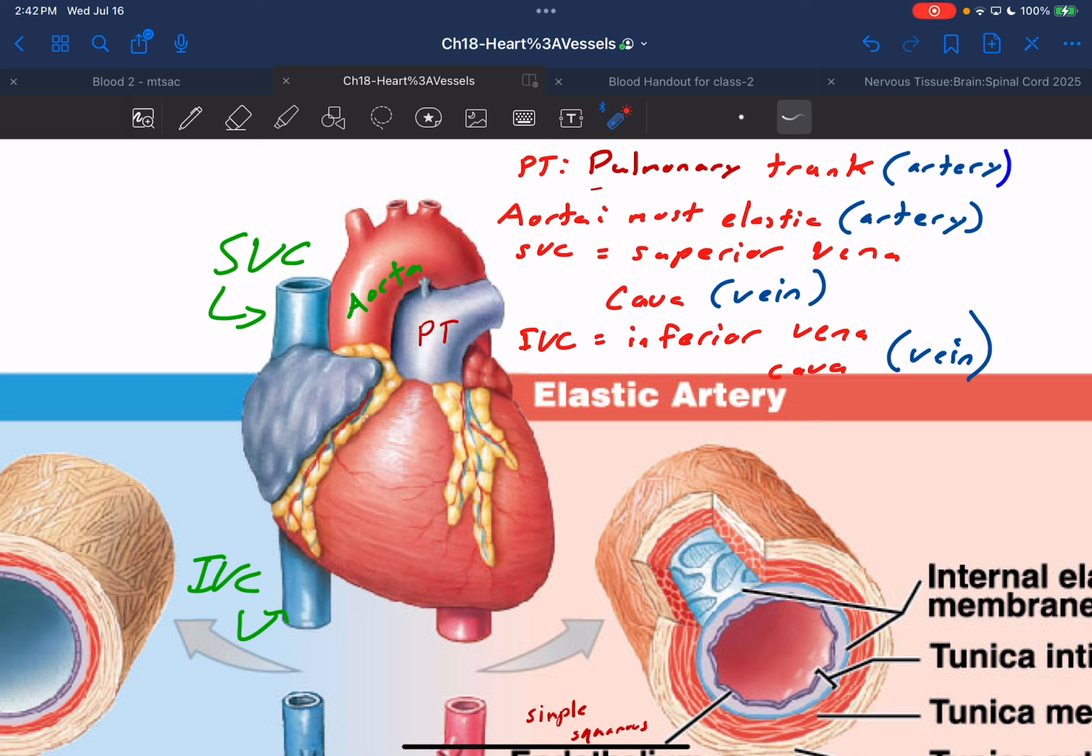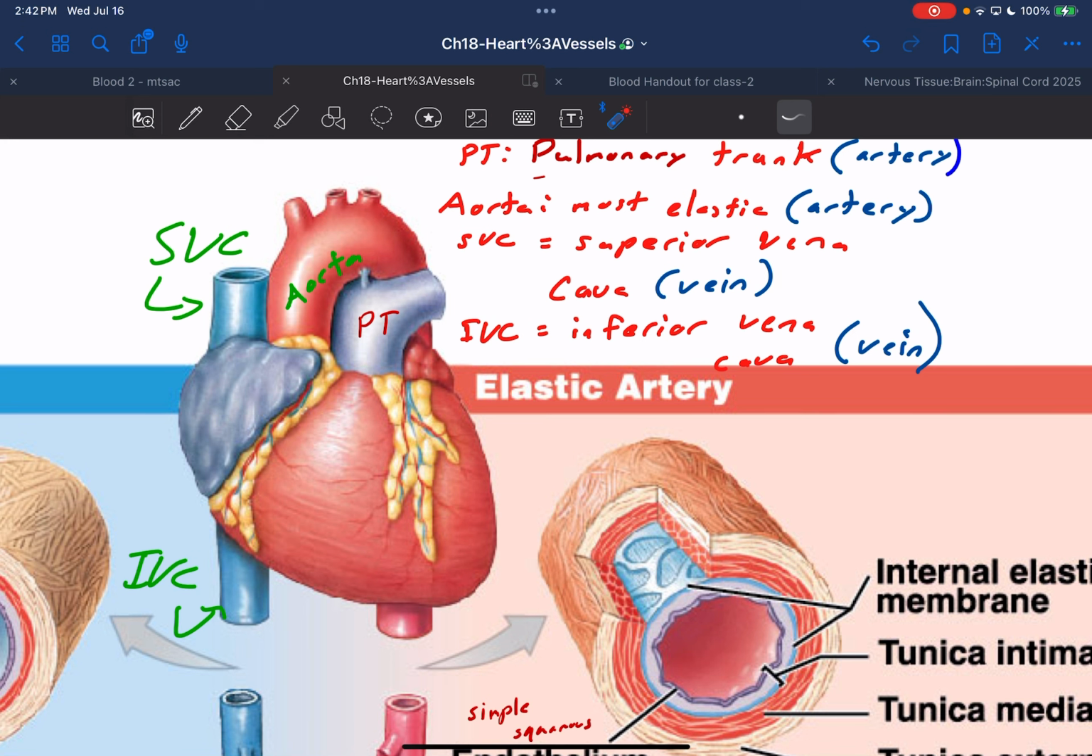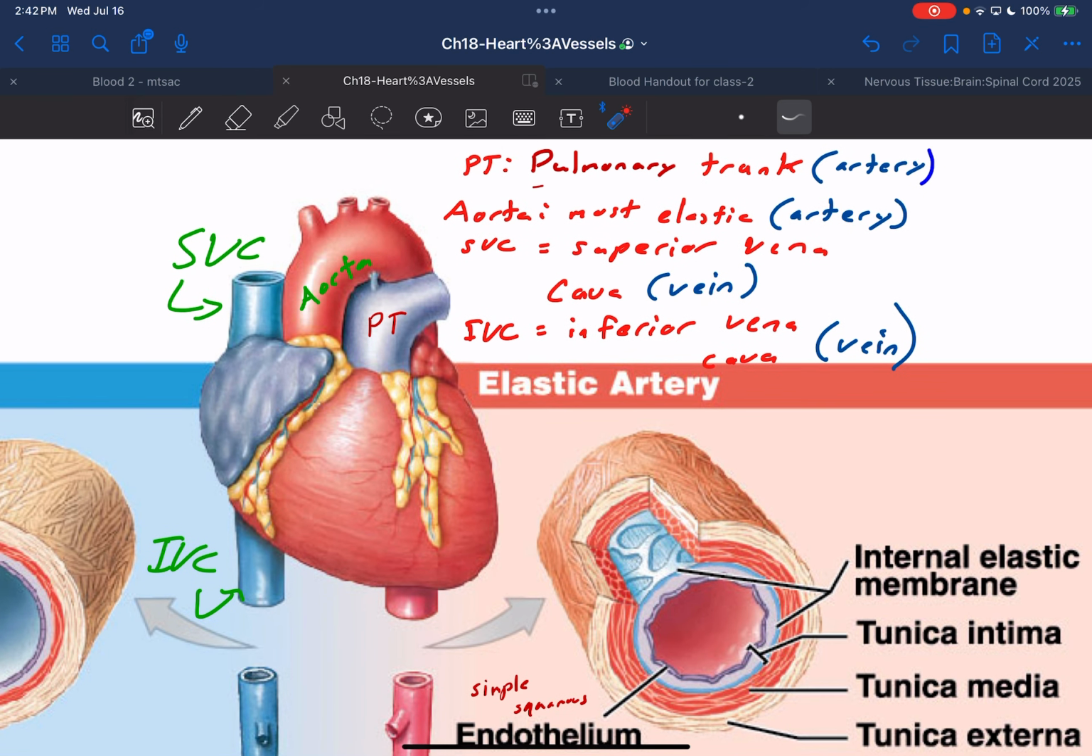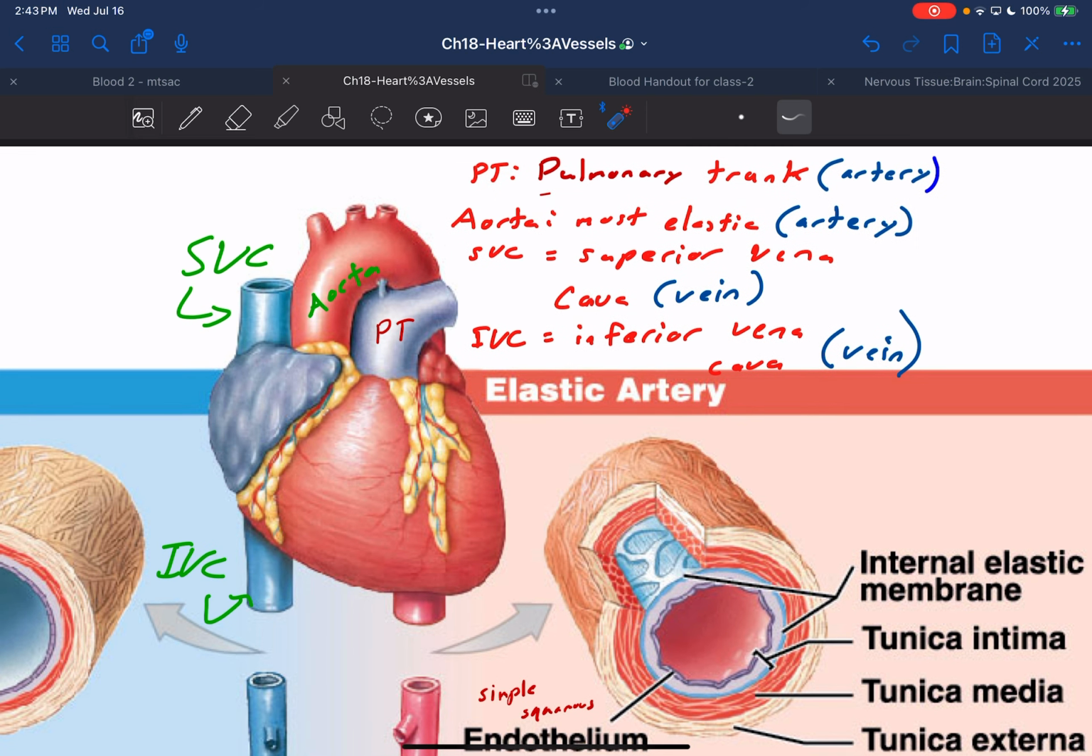Next one. We have our aorta. This is a classic artery, so it's just an artery. It's painted in red. That aorta is the most elastic artery you have out of all of them because it has to be. It's receiving all the pressure of the heart pumping blood into it so it can send blood to the rest of the body, and so it needs to be pretty elastic. The next two veins we have are the superior vena cava, that's going to be SVC, and IVC for inferior vena cava. Those are classic veins.